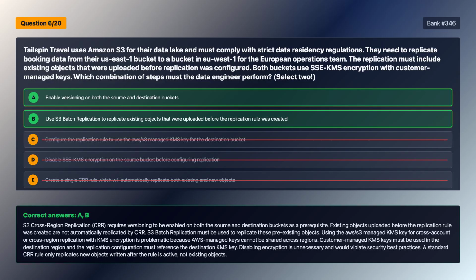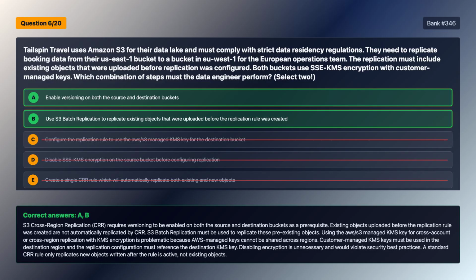S3 cross-region replication, CRR, requires versioning to be enabled on both the source and destination buckets as a prerequisite. Existing objects uploaded before the replication rule was created are not automatically replicated by CRR. S3 batch replication must be used to replicate these pre-existing objects.